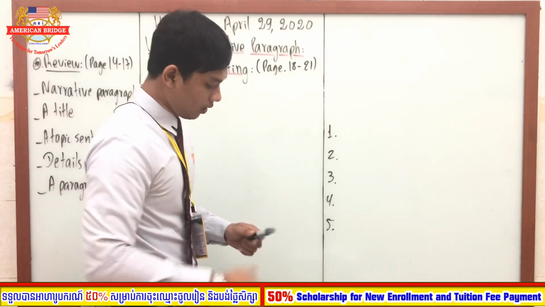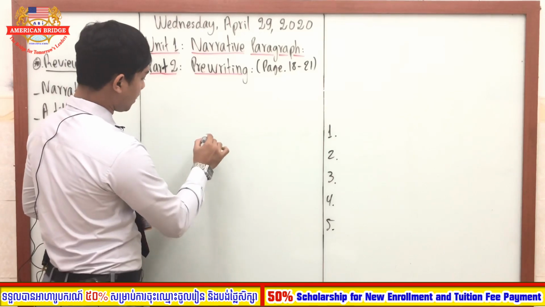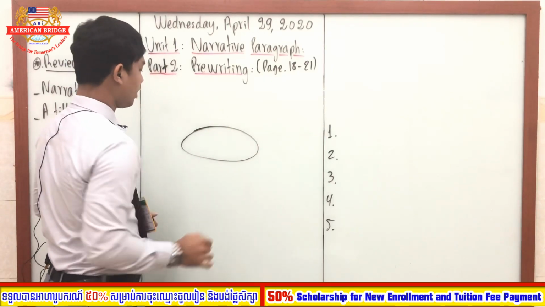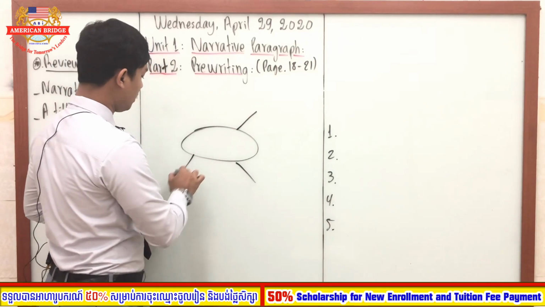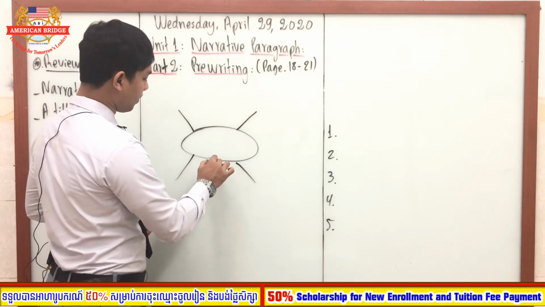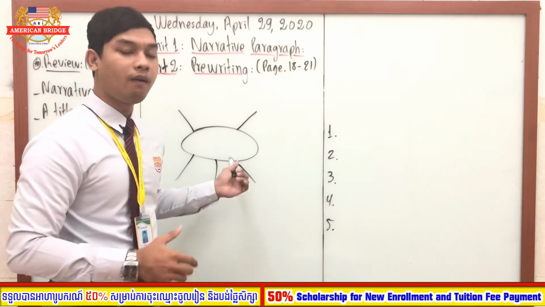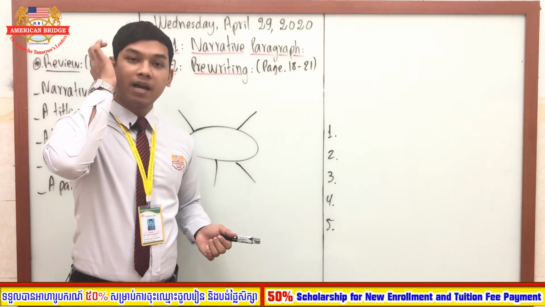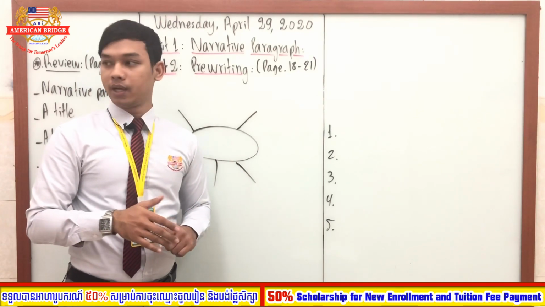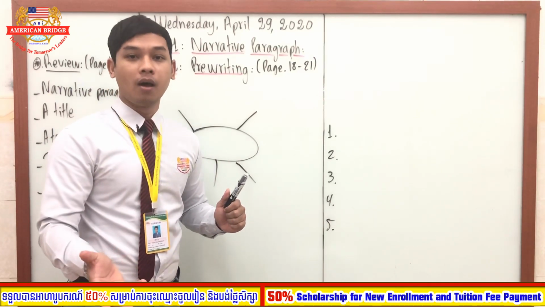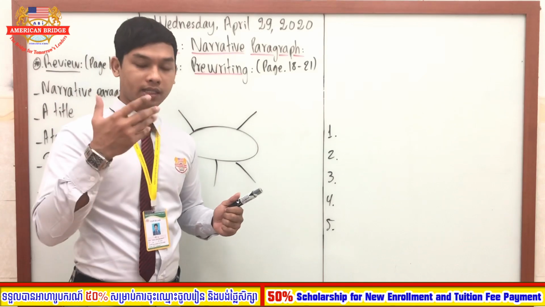So I will draw something like this. Okay, this is the way that you can brainstorm. So we make a mapping. This is called a mapping. There are many kinds of brainstorming, and what we are using right now is the mapping.